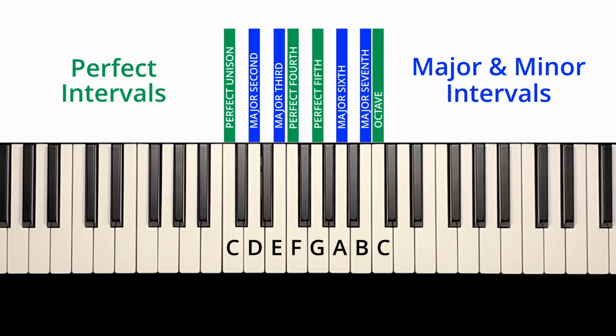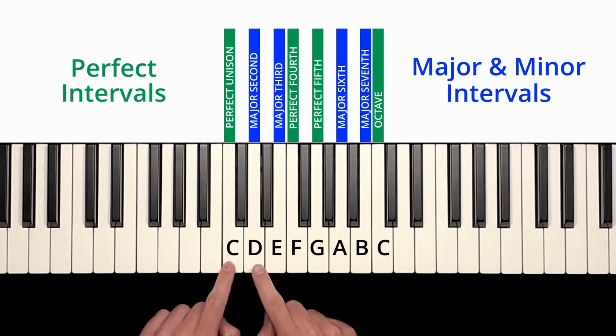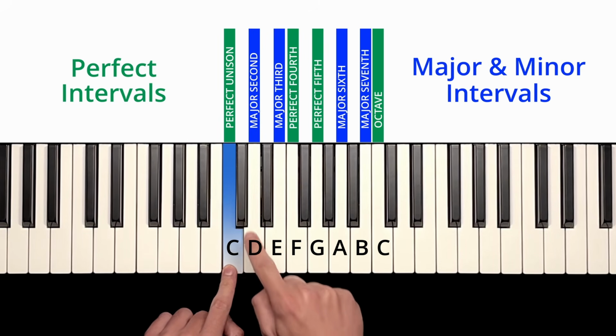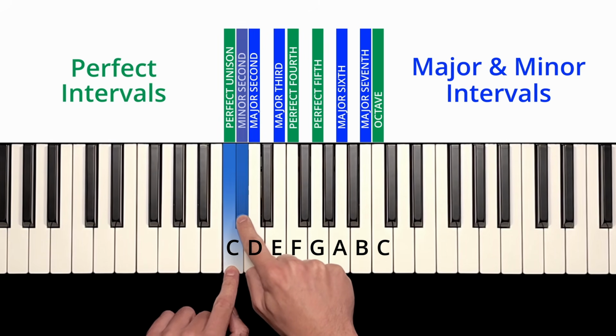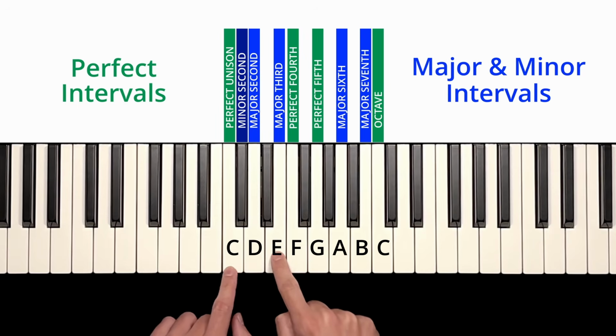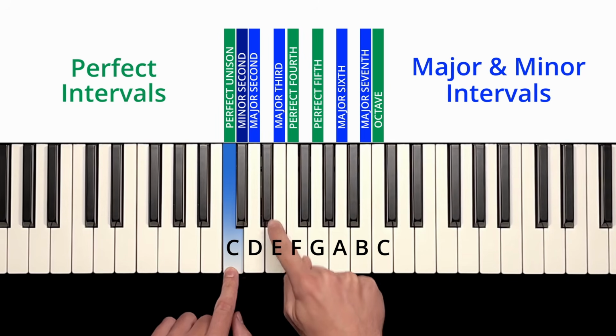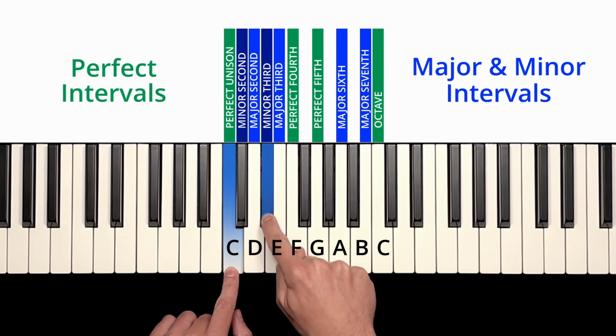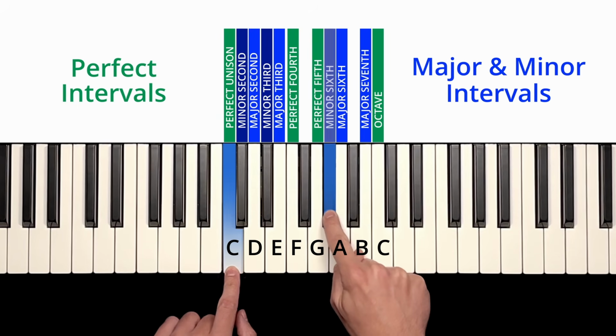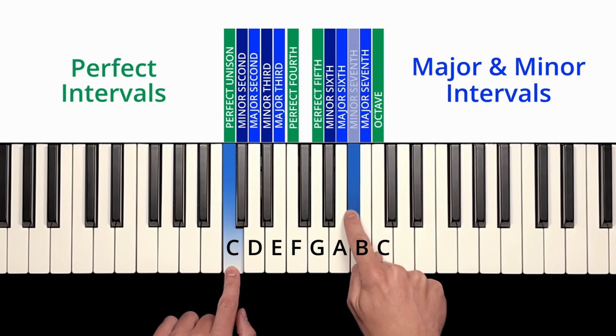So this is how we get to the black keys. The black key, a semitone below the major second, is the minor second. Below the major third, we have the minor third. The same is true for the minor sixth and the minor seventh.